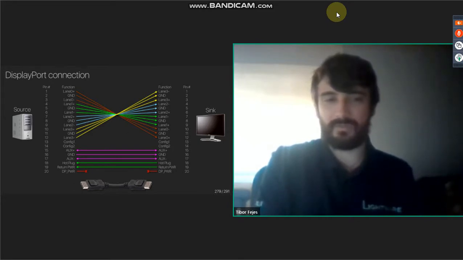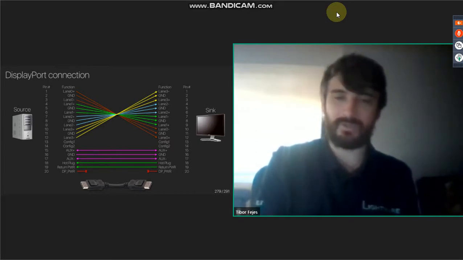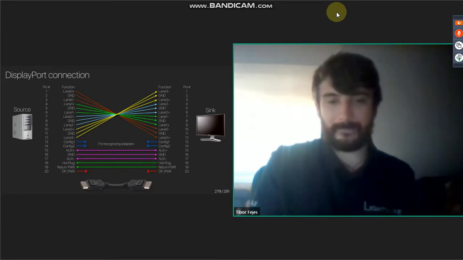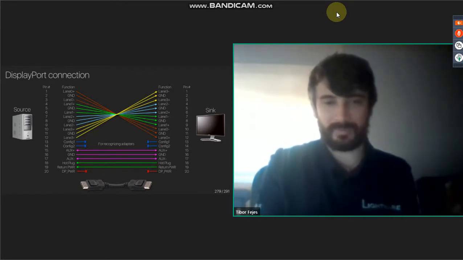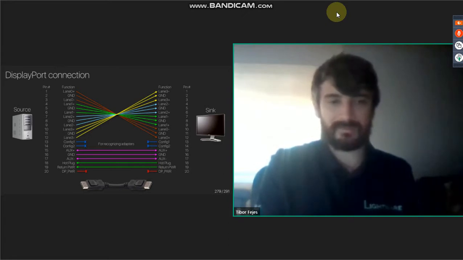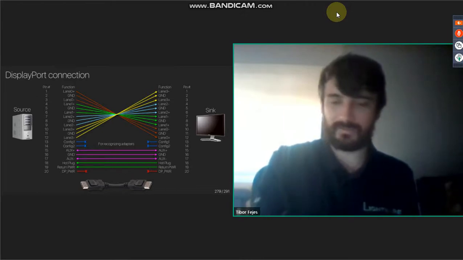So you can send a lot more utility power, let's say, through a DisplayPort connection than you can through an HDMI connection. And then we have these config pins, which are important for detecting whether or not an adapter is in place. So for example, if these 2 pins are shorted out, that can be a signal to the source device that a passive DisplayPort converter is in place.